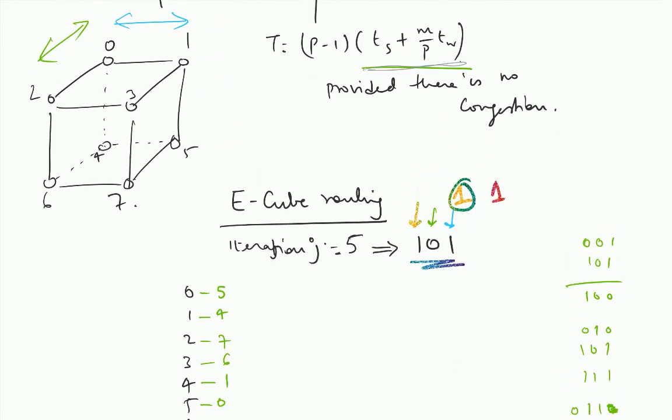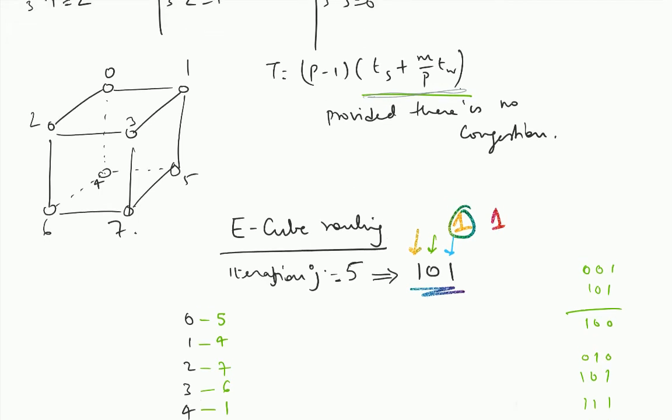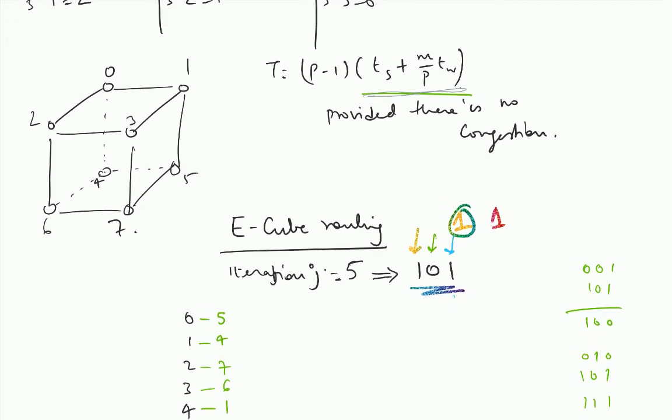Let me just remove these and let's examine what will happen. Let's see how 0 sends data to 5. In the first iteration, where will it send the data? It will send the data to 1, because that is the bit that differs, right? 0 will send to 1, 1 will send to 0, 2 will send to 3, 3 will send to 2, 4 will send to 5, 5 will send to 4, 6 will send to 7, 7 will send to 6. That's what happens in the first iteration. Everybody has sent data to the node which differs in the first bit.